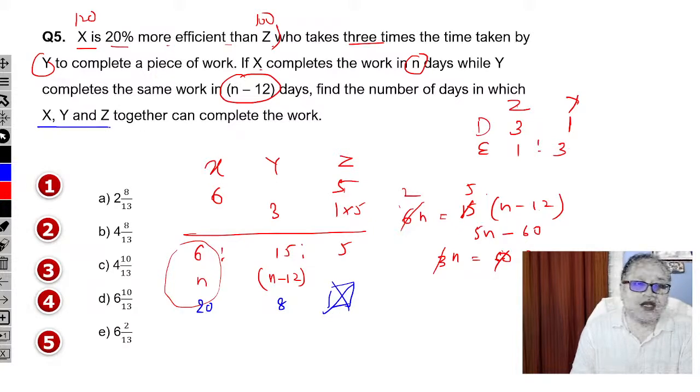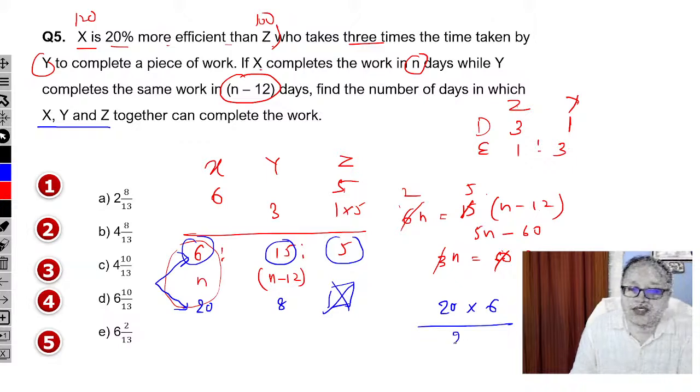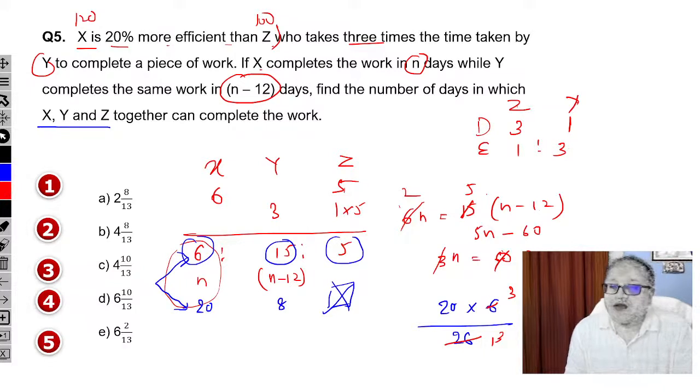Because we need how many days they take together to complete the work. What is the work? The work is the efficiency into number of days, that is 20 into 6, divided by the total efficiency. The total efficiency is 5 plus 15 plus 6, and that comes to 26. Now when you move on, you will find 13 times, and this is 3 times, that is 60/13. 13 times 4 is 52, so 4 and 8 by 13.